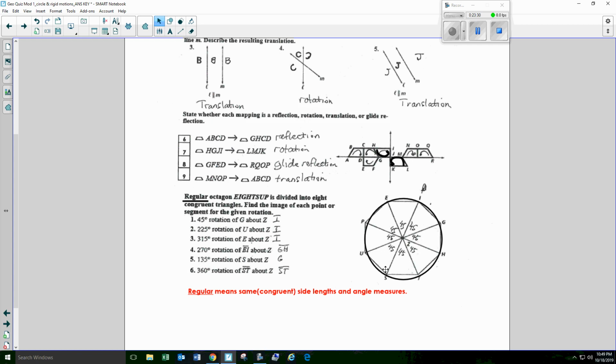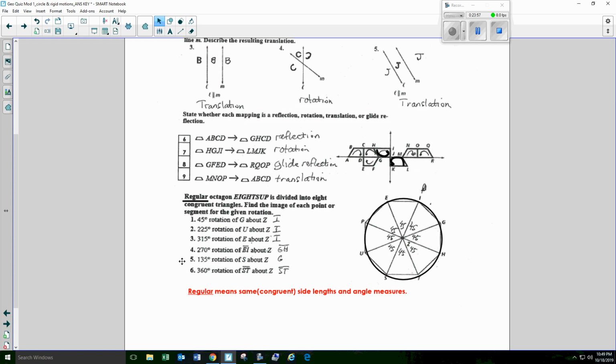225-degree rotation of U. I could go 225 degrees, or 360 minus 225 is 135. So there's 45, 90, 135 negative degrees. Same thing. I. 315-degree rotation of E. So find E. 315 degrees, what's the same thing as negative 45? 360 minus 315 is negative 45. That's one rotation this way.